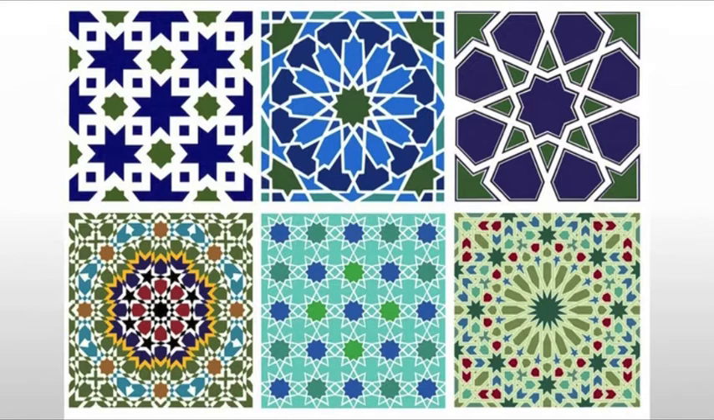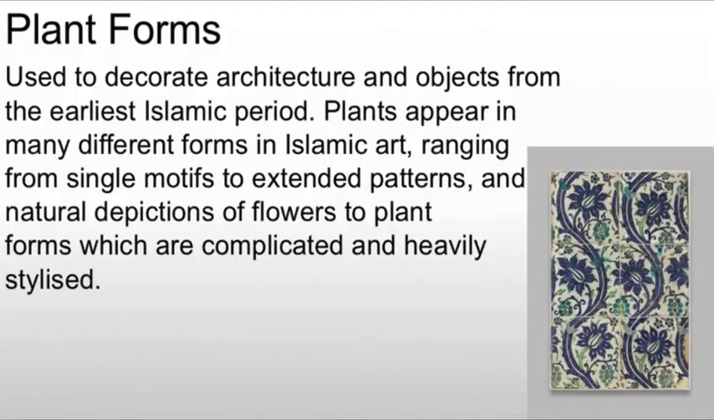Remember, Islam is aniconic, so you really can't use a lot of human and animal forms, at least in religious context where you see an awful lot of the tile work. We also see plant forms. This is not one of the major forms, but it will lead us to the next one.